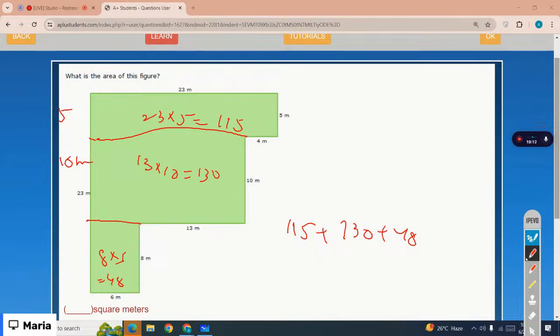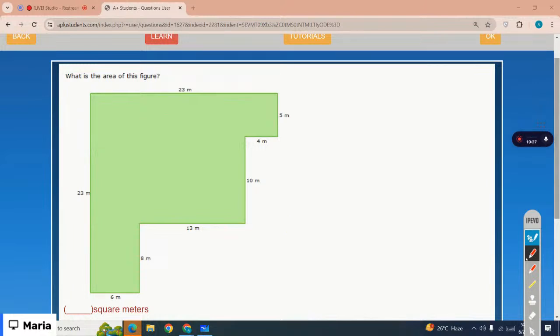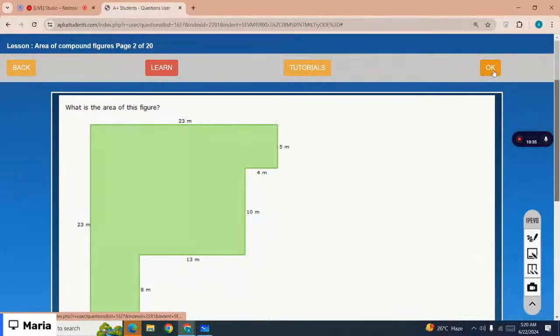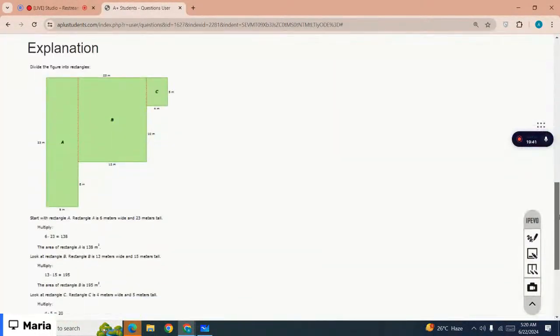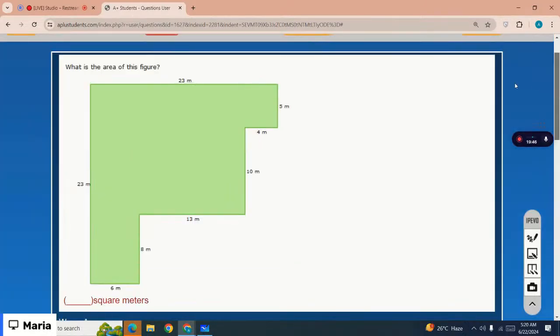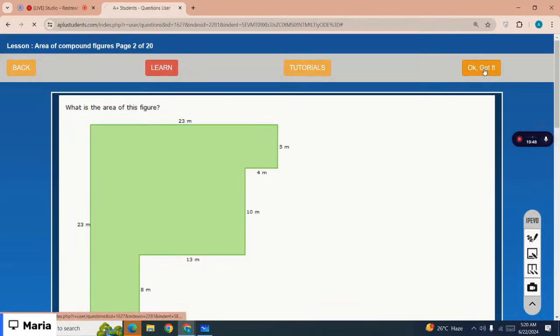So the correct option is 115 plus 130 plus 48. That is 293. So the area of this figure is 293. Option number one is the correct option. That will be 252. That is 353. The correct option is 353.